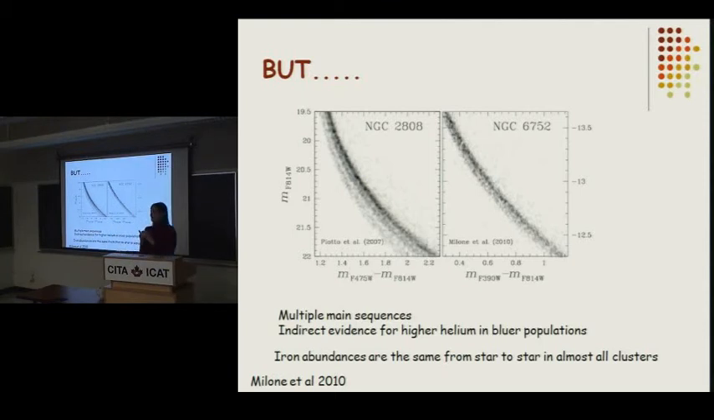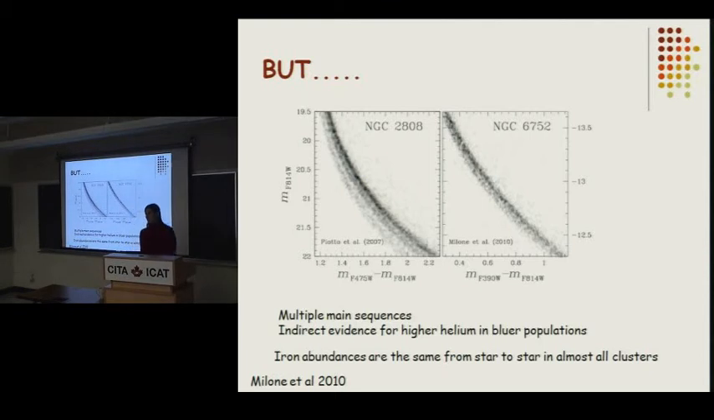We're not talking about three different age populations as we see in some dwarf galaxies where you see 1, 2, 3 turnoffs. Something else is going on. In 6752 it is not so clear, but this spread is much larger than the observational errors. So we have something else going on. So, multiple main sequences. Indirect evidence for higher helium.